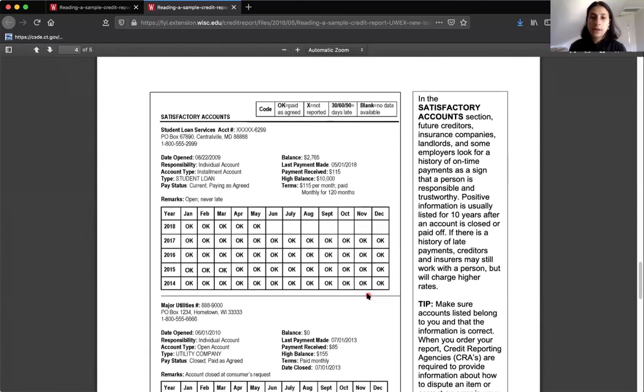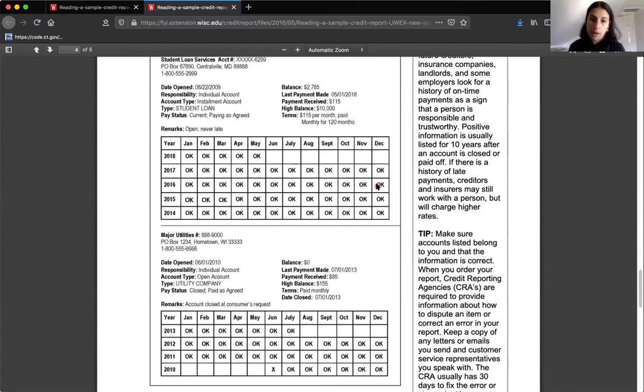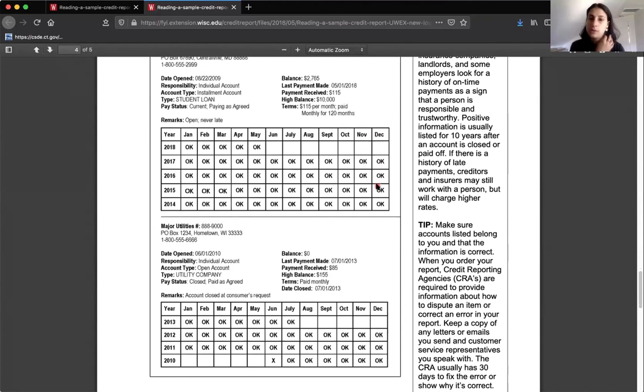In the satisfactory account section, future creditors, insurance companies, landlords, and some employers look for a history of on-time payments as a sign that a person is responsible and trustworthy. Positive information is usually listed for 10 years after an account is closed or paid off. If there's a history of late payments, creditors and insurers may still work with a person, but will charge higher rates.